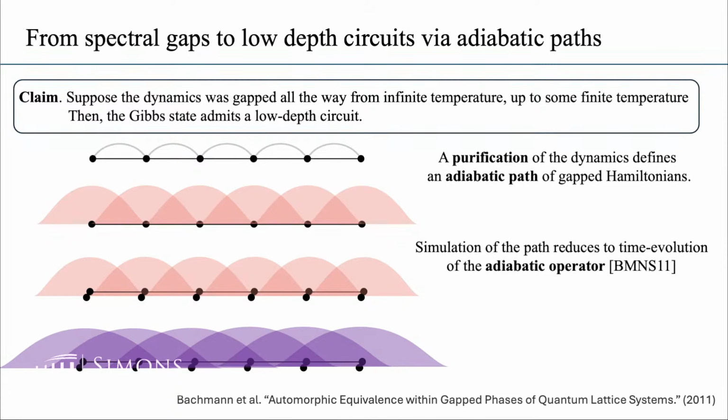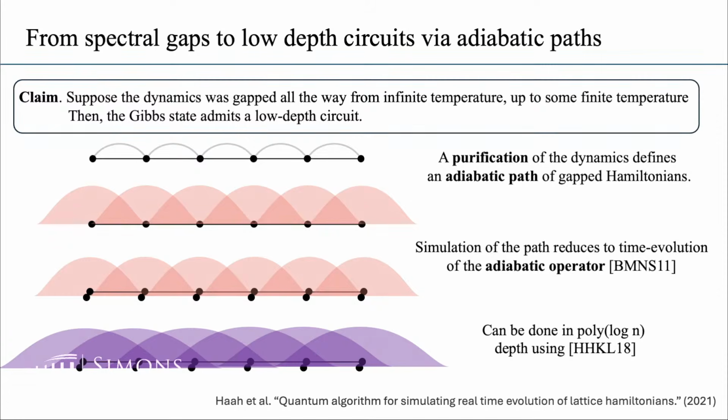The crux and the missing step is now to argue that this time evolution can be done in polylogarithmic depth, using this very nice paper by Hastings, Kothari, and Lowe on the simulation of the time evolution of lattice Hamiltonians. So put together, what we conclude is that if the dynamics is gapped, again, from infinite temperature to finite temperature, then the purification of the Gibbs state admits a polylog n depth circuit.